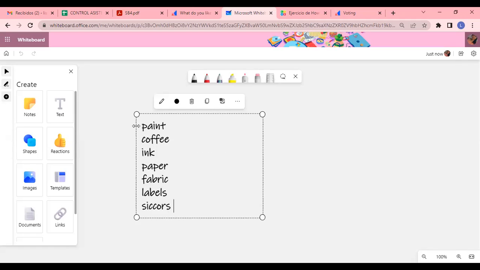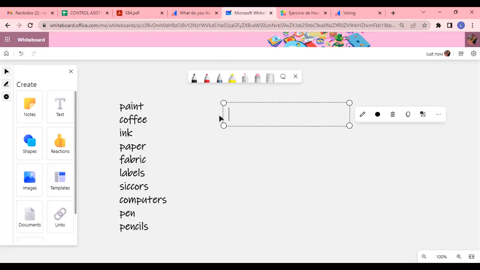Scissors. Ah, scissors. Ya me había olvidado. Very good, mister. Thank you. Computer. Computers, thank you. Pen, pencil. Very good. Definitely, right? They are very important, pencils. In your job, do you have water to drink or no? That's something else. Water. Anything else? Bread. Pan. Bread. Pastry or sweet pastry. Sweet bread. Excellent. Thank you, mister, for sharing.